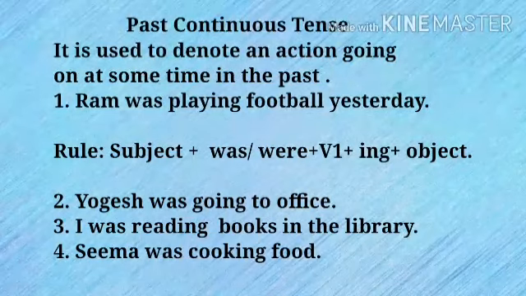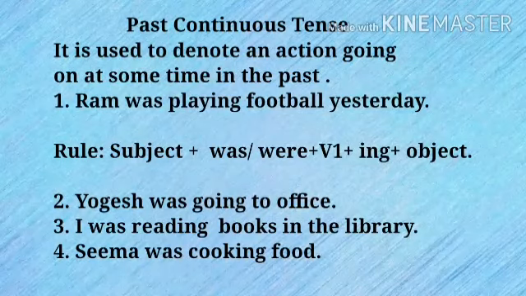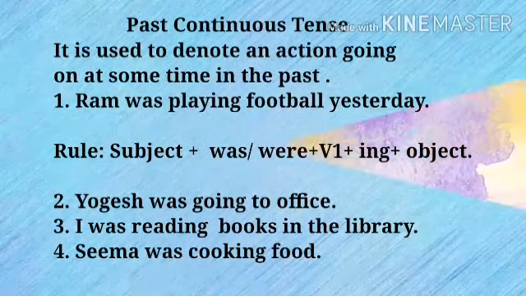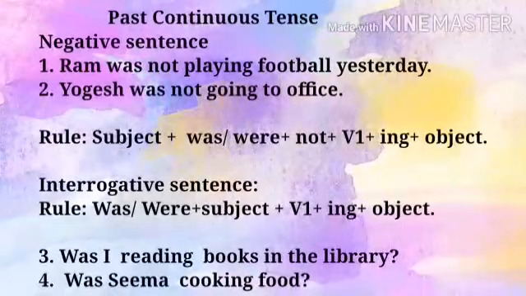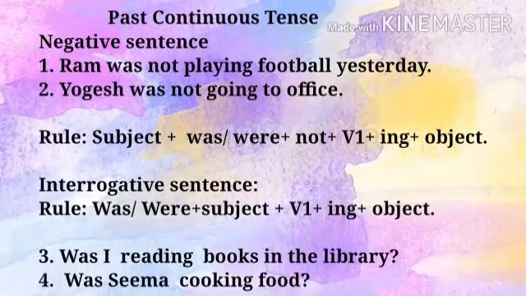Let's take some more examples. Yogesh was going to office. I was reading books in the library. Seema was cooking food. Now to make negative sentences, we use not at the third place. Subject plus was/were plus not plus first form of verb plus ing plus object. For example, Ram was not playing football yesterday. Yogesh was not going to office.